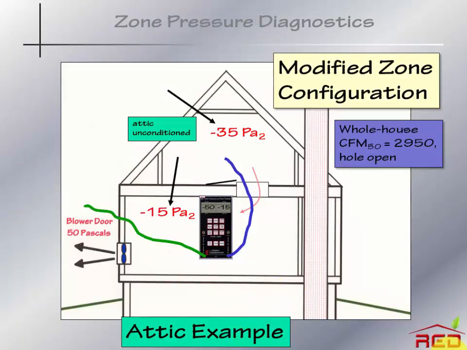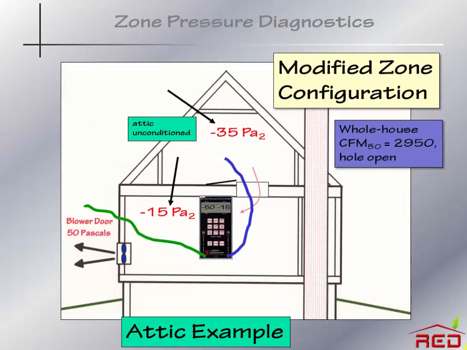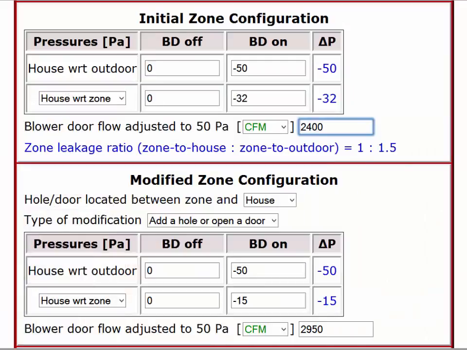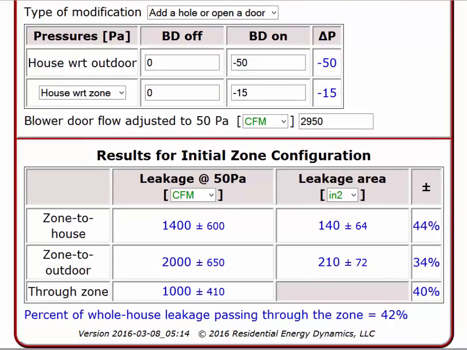And just to show you, I'm going to go back to the initial zone configuration. This is where we started. This is the modified zone configuration. And with the entries in the tool, this is what we have. The initial zone configuration, those numbers are entered here. The modified zone configuration, those numbers are entered here. And if I scroll down, you see the results.